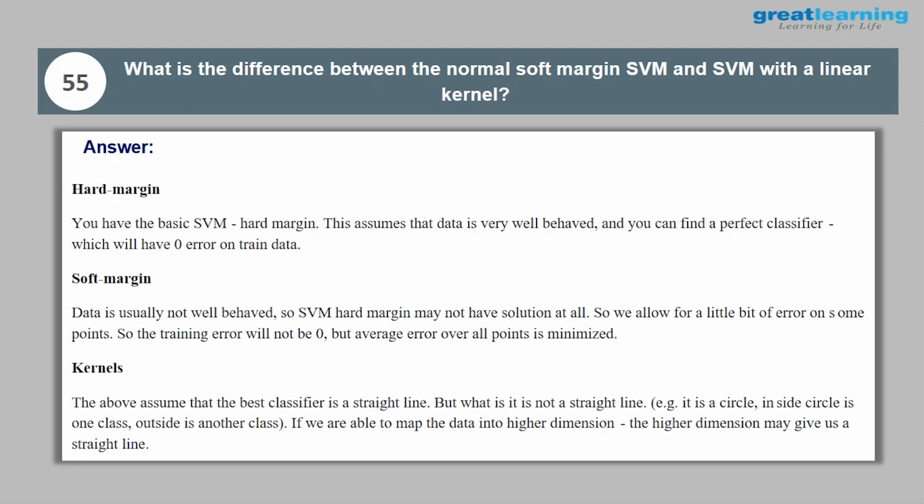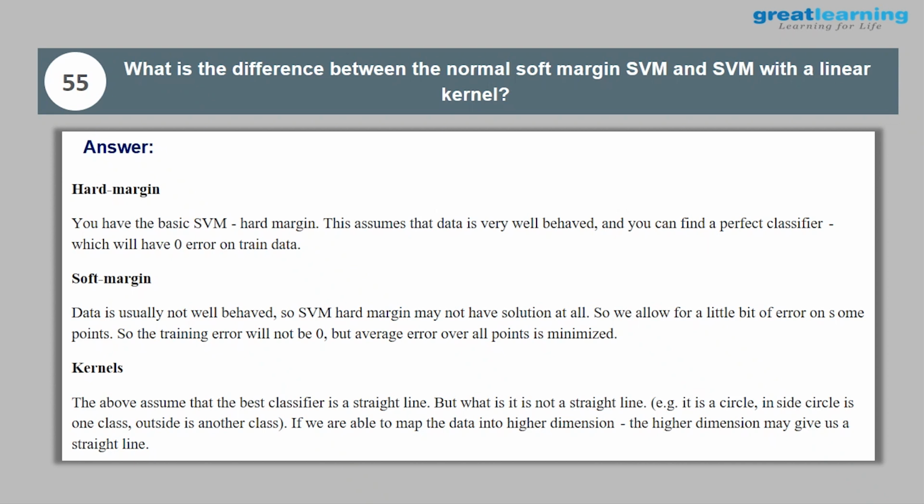Now let's have a look at what is the difference between the normal soft margin SVM and SVM with a linear kernel. So let's first start with hard margin. You have the basic SVM, hard margin. This assumes that the data is very well behaved and you can find a perfect classifier which will have zero error on training data. Now comes the soft margin. So soft margin basically stands for data is usually not well behaved. So SVM hard margin may not have a solution at all. So we allow for a little bit of error on some points so that training error will not be zero. But average error over all the points is minimized.